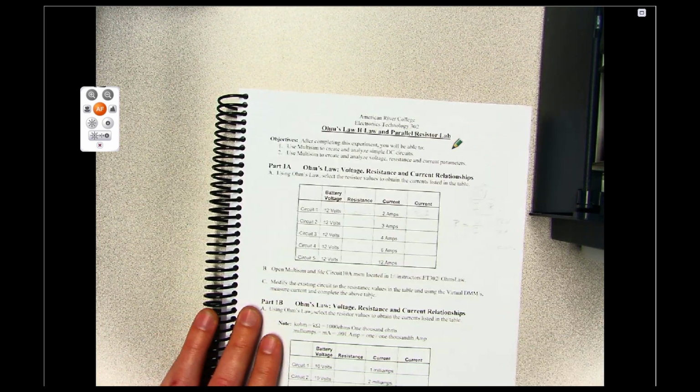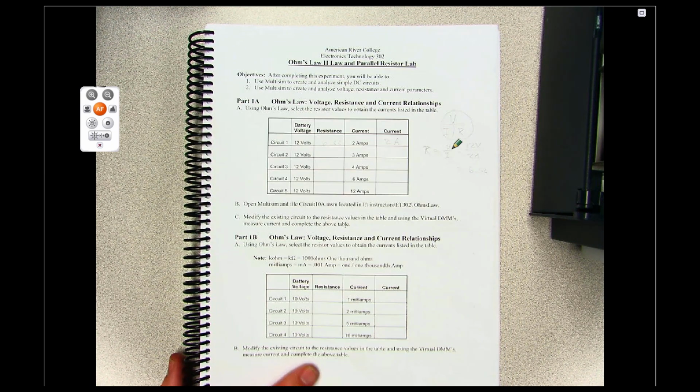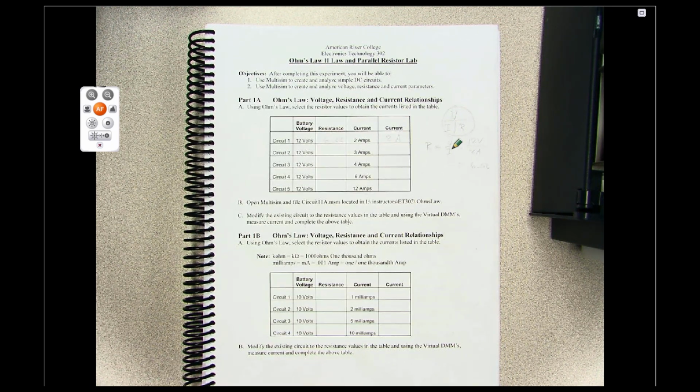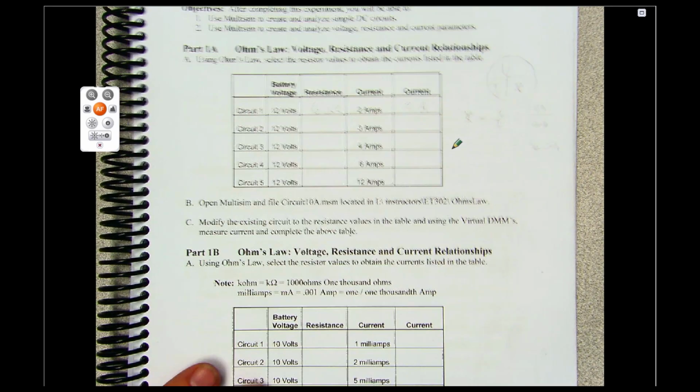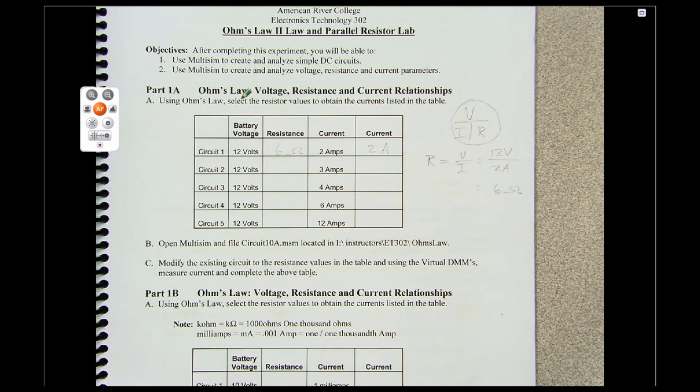Okay, so then let's do a preview of today's lab. The lab starts on page 75 today. All right, and today's lab is going to be all in Multisim. This first part says, using Ohm's law, select resistor values to obtain the currents that are listed in the table.